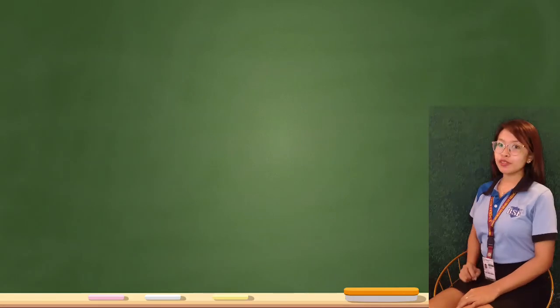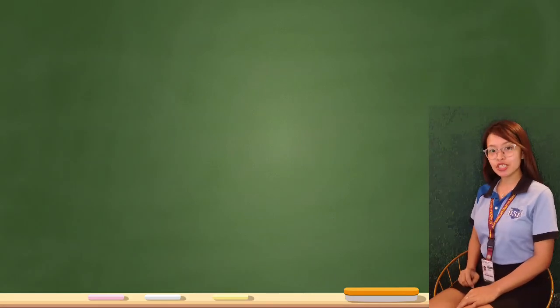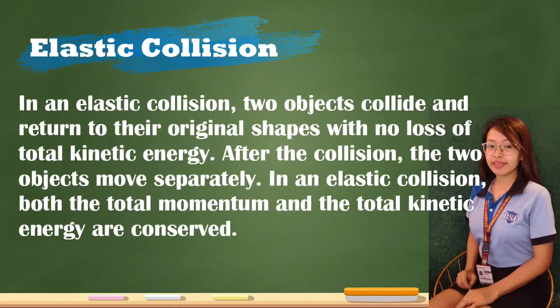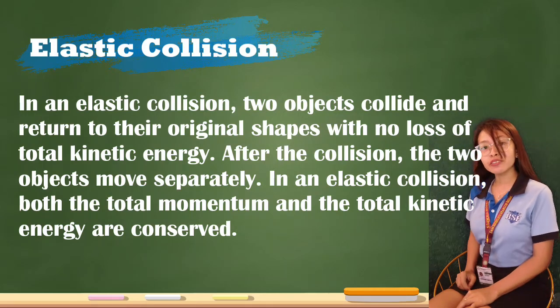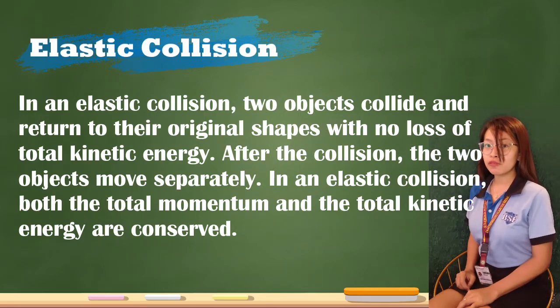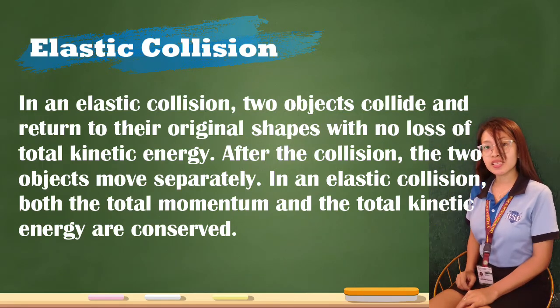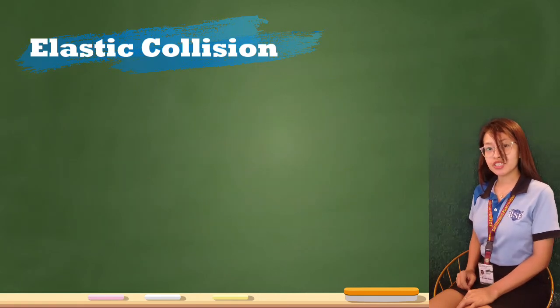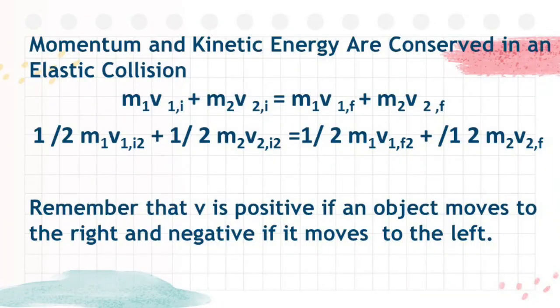Another type of collision is elastic collision. In an elastic collision, two objects collide and return to their original shapes with no loss of total kinetic energy. After the collision, the two objects move separately. In an elastic collision, both the total momentum and the total kinetic energy are conserved.